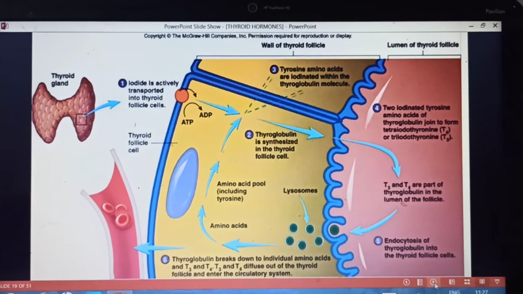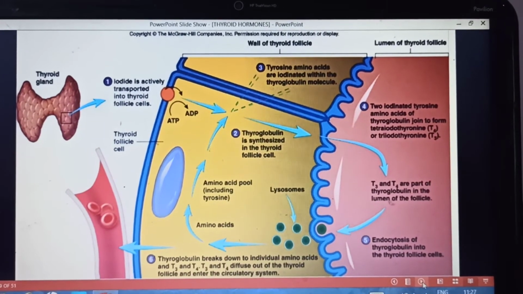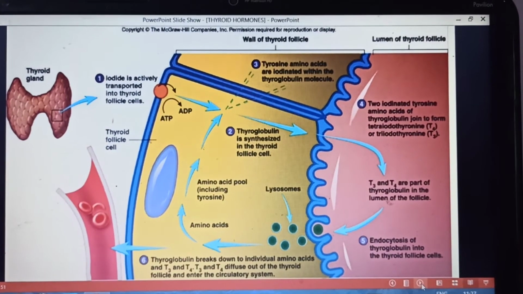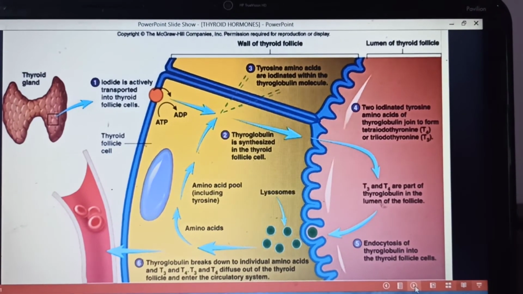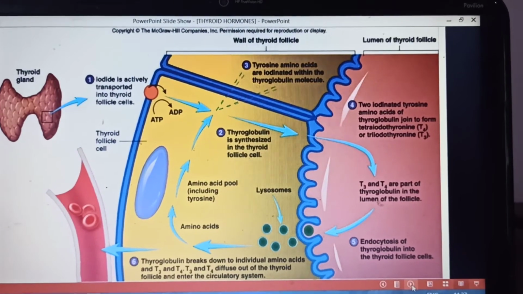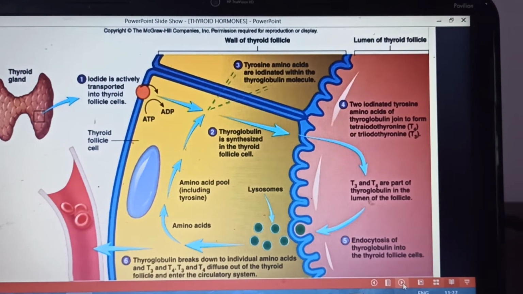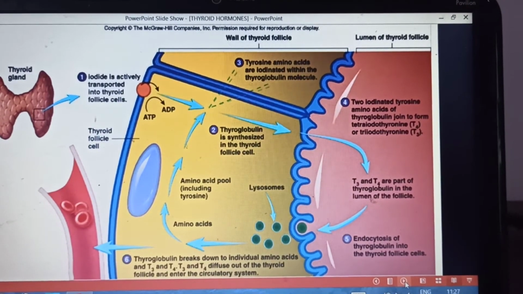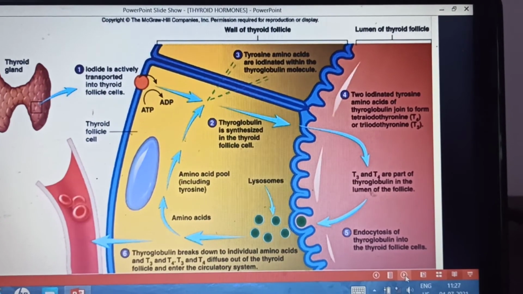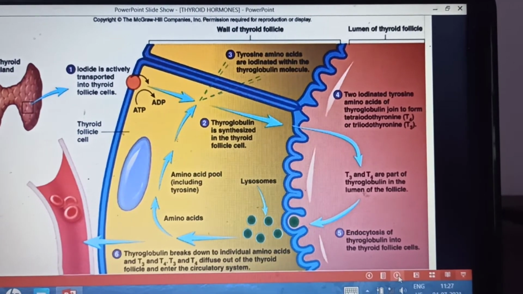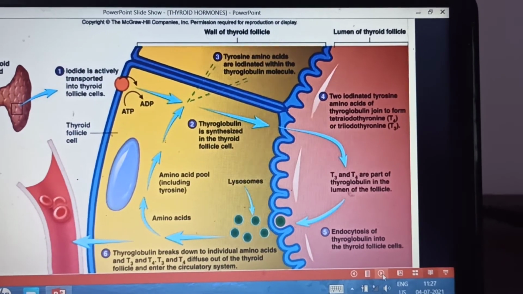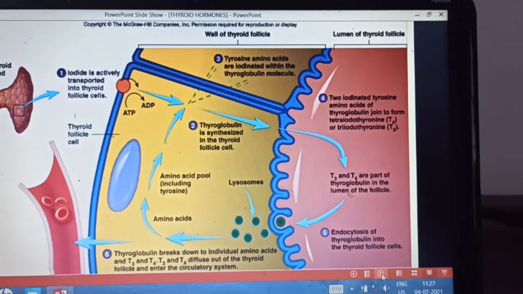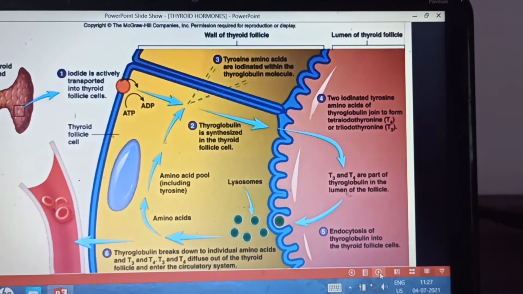So here also it is shown that iodide is actively transported into the thyroid follicular cell. Thyroglobulin is synthesized in the thyroid follicle cells and exocytosed into the lumen of the follicle. Tyrosine amino acids of the thyroglobulin are iodinated, forming MIT and DIT. Two iodinated tyrosine residues couple to form T3 and T4.